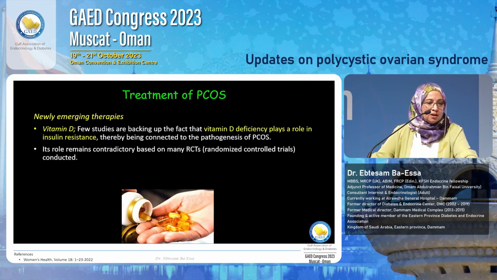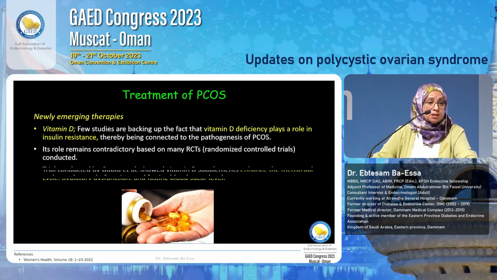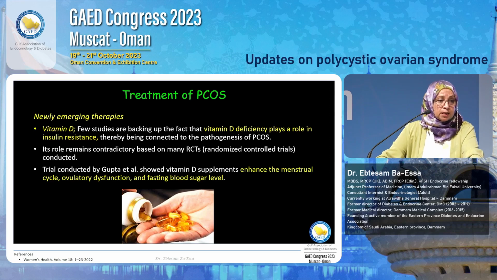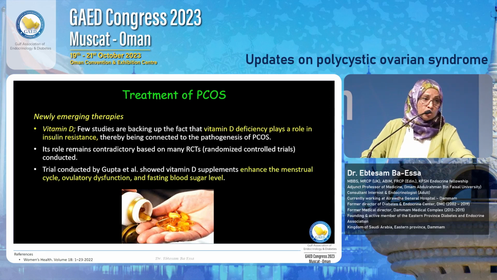Under debate and still in process is vitamin D. Some studies have shown that vitamin D deficiency may play a role in insulin resistance, and some studies have shown that giving vitamin D may improve the menstrual cycle, ovulation, and blood glucose as well.